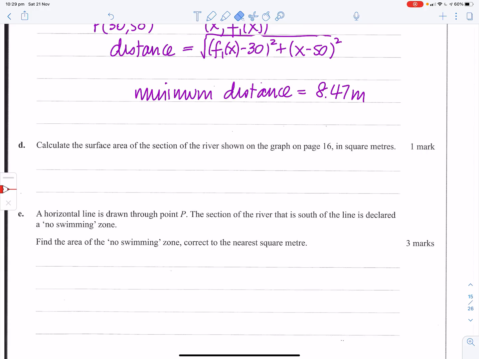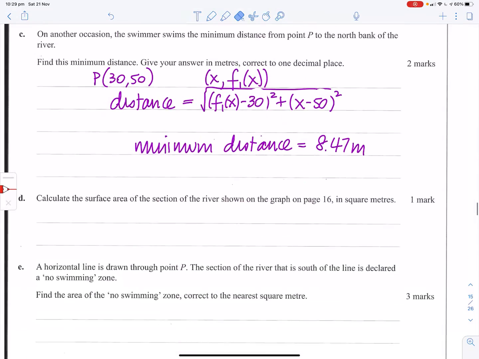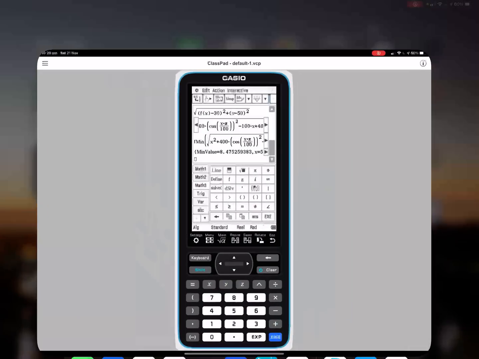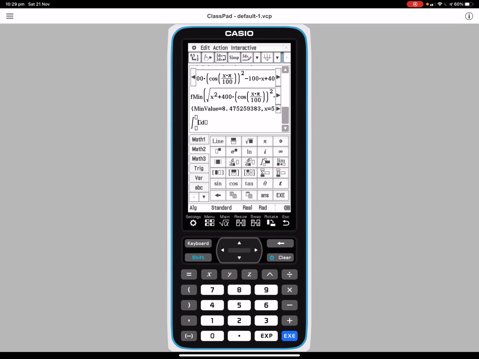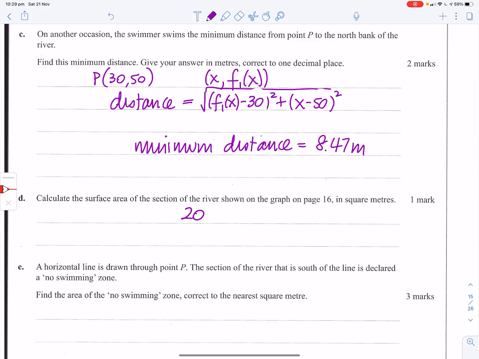Calculate the surface area of the river shown on the graph on page 16. Okay, so that's just the area from, oh, we just need to work it out. We don't actually have to do that. So we're going to go from 0 to 200 of our higher graph, f of x, minus our lower graph, g of x, dx, 2,000 meters squared.